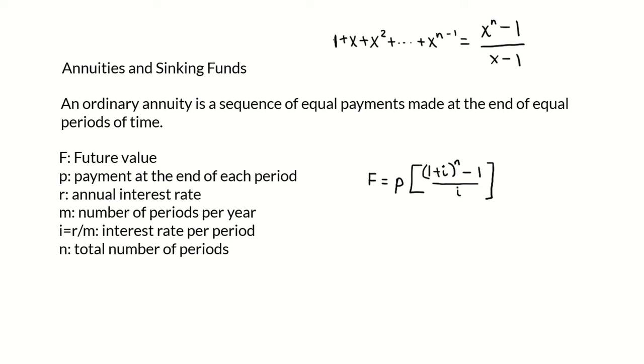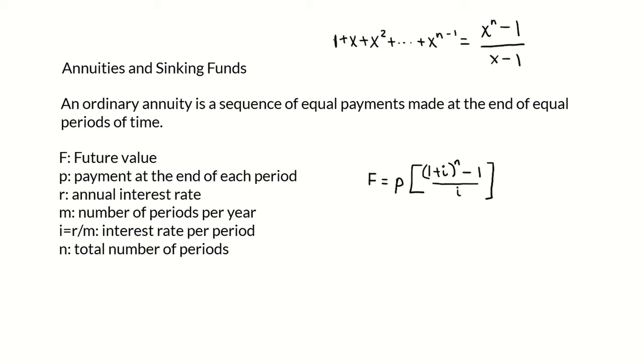An ordinary annuity is a sequence of equal payments made at the end of equal periods of time. So what happens with an ordinary annuity is an account is opened with a certain interest rate, and at the end of, say, each year, for a chosen payment period, it could be a month, it could be semi-annually, but at the end of each year, a certain amount is deposited.